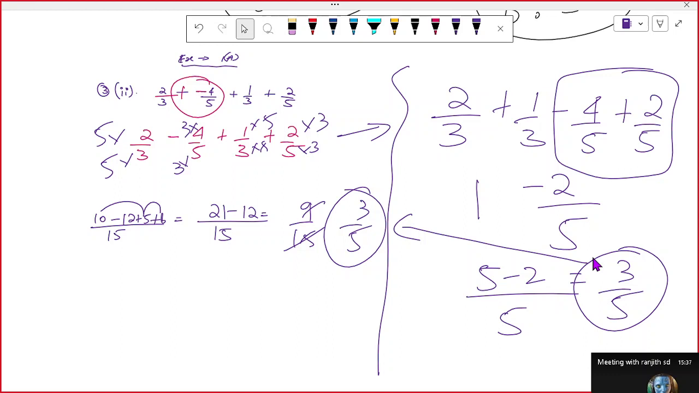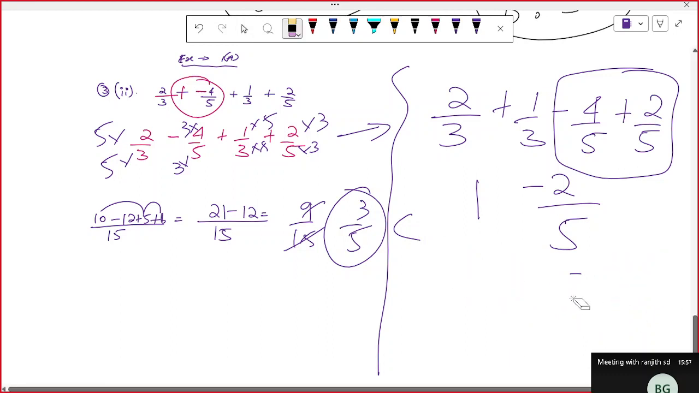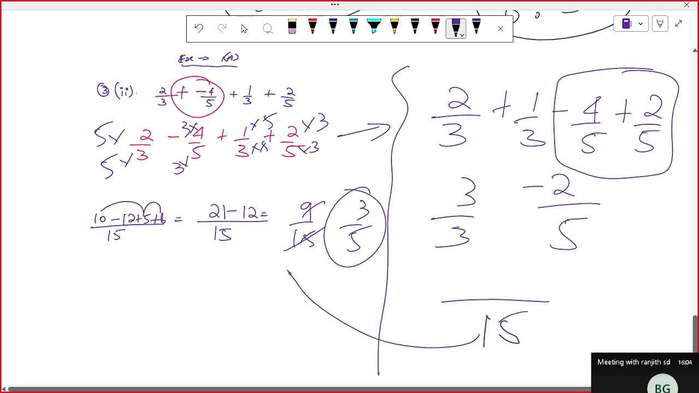Sir, there's one more method, sir. What is it, Mariana? What's the new method? 3 by 3 minus 2 by 5, sir. Okay, then take LCM and do that one, sir. Correct. That is also fine. 3 by 3. You take LCM. What do you get? 3 5s are 15. Aren't you getting the same value like this? Yes, sir.